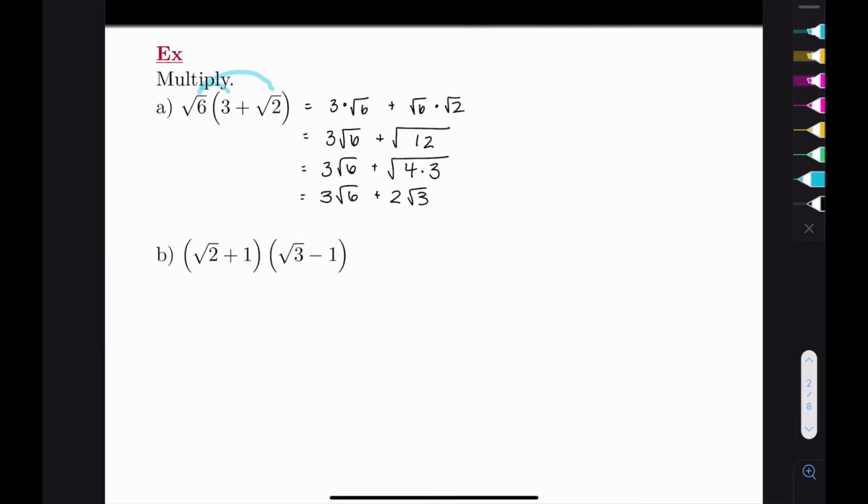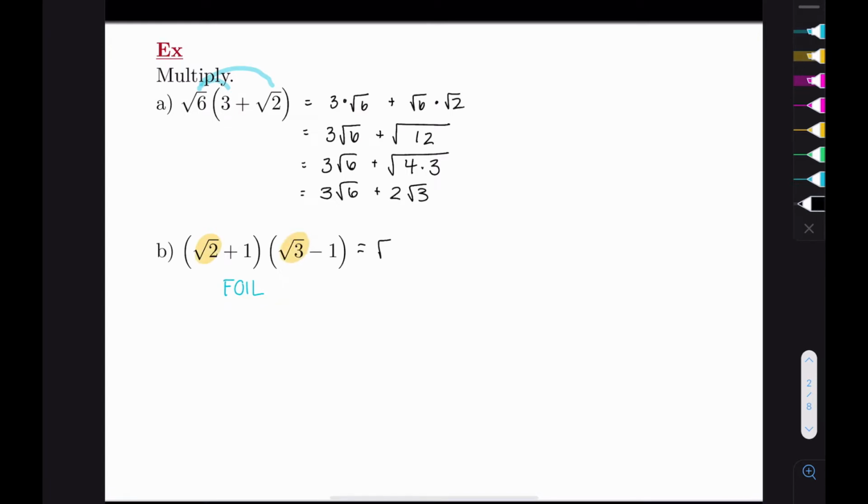For this next one, we have a bit of a different process because it's not a single term times a single term. We really have exactly this binomial that we've been working with. So in the same process, we're just going to FOIL this expression to actually multiply it out. So if we multiply the first terms, we'll have square root of 2 times the square root of 3. Then our outer terms going to be negative 1 times the square root of 2. So I'm just going to write that as minus root 2.